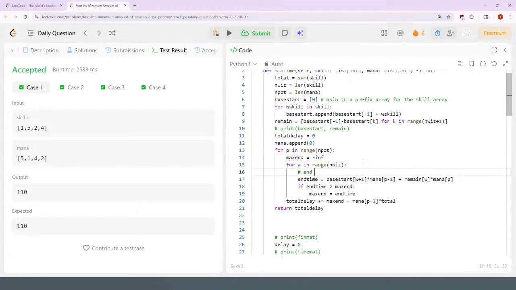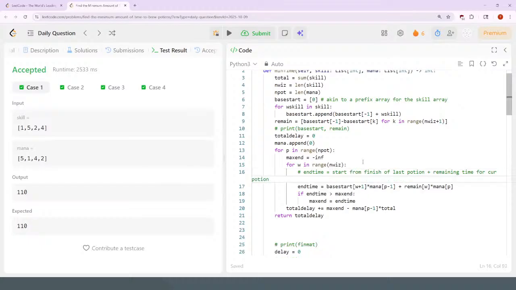So here, end time equals start from finish of last potion plus remaining time for current potion. Yeah, scaled by whatever you need to scale by, right?